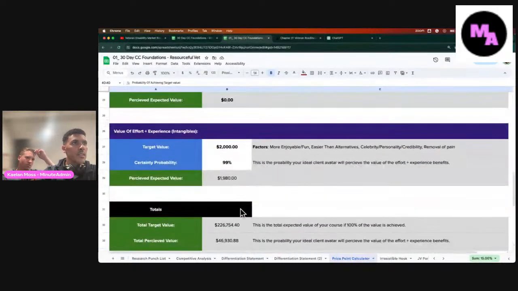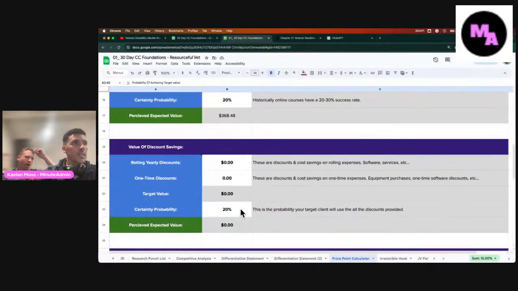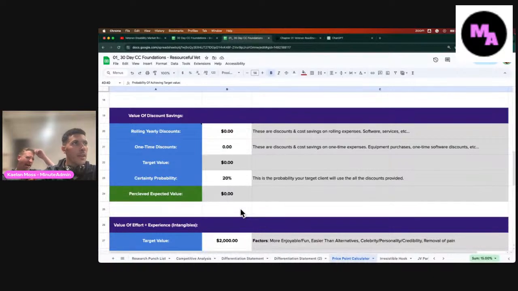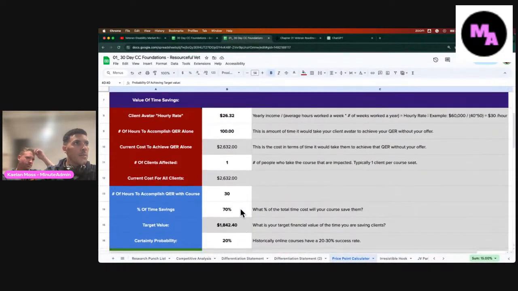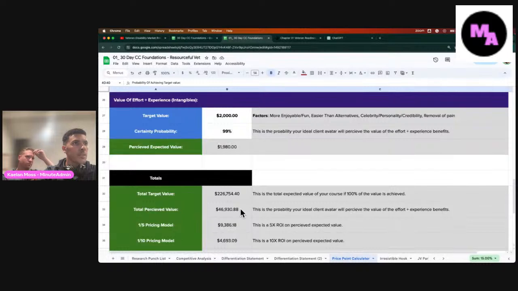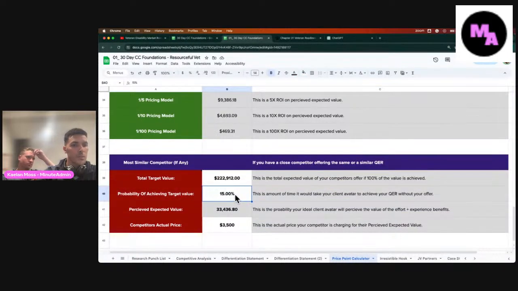So let's just say it saves them. I'm not really sure what it's going to save them. It's probably going to save them what? I mean, 70%. Let's just say it saves them 70%. Competitor's actual price, $19. This is the probability your ideal client avatar will perceive the value of the effort plus experience and benefits.